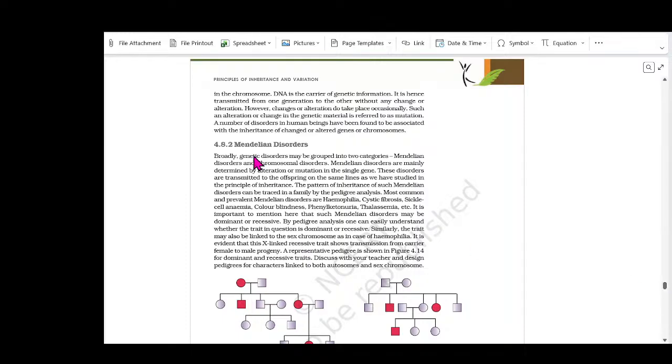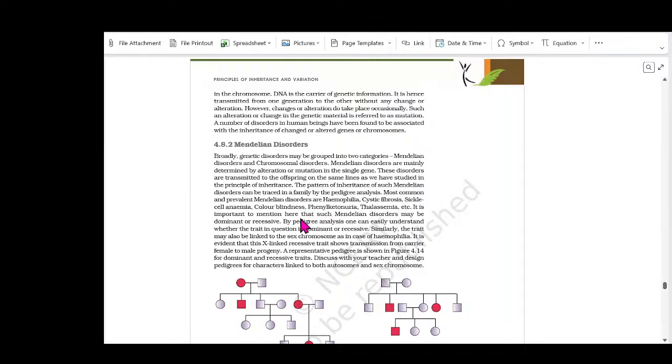Mendelian disorders. Broadly, genetic disorders may be grouped into two categories, Mendelian disorders and chromosomal disorders. Mendelian disorders are mainly determined by alteration or mutation in a single gene. These disorders are transmitted to the offspring on the same lines as we have studied in the principles of inheritance. The pattern of inheritance of such Mendelian disorders can be traced in a family by pedigree analysis. Most common and prevalent Mendelian disorders are hemophilia, cystic fibrosis, sickle cell anemia, color blindness, phenylketonuria, thalassemia, etc.